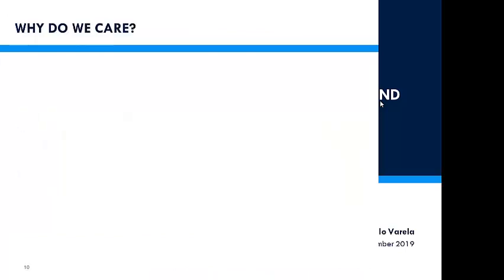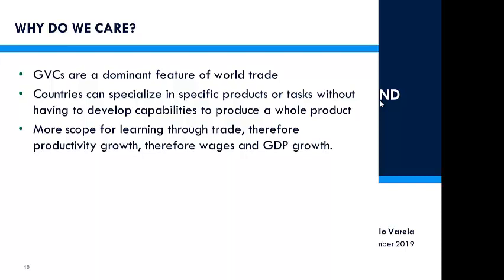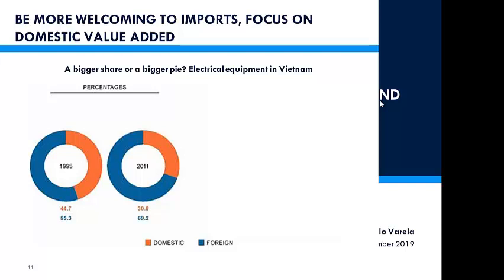Okay. Now, why do we care about this? We care because global value chains are a dominant feature of world trade, and because they allow countries to specialize in specific products or tasks without needing to have the capabilities to produce something from beginning to end, right? So there is more scope for learning through trade, more scope for productivity growth, and therefore more scope for increasing incomes, wages, and GDP growth. And there are implications for how we think about it. So let's get into some of these implications.